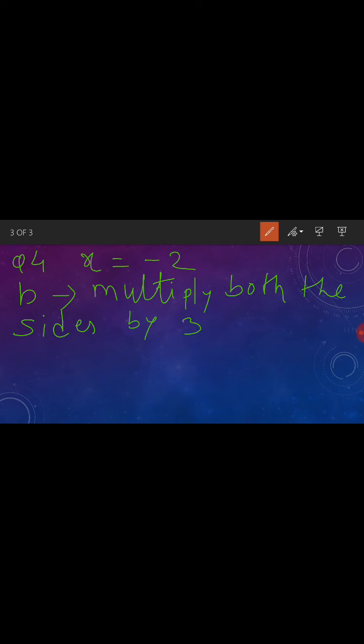So what will I get? 3x equals minus 2 into 3. So let me write this step, minus 2 into 3. So what am I getting? 3x equals minus 6. So this is my first equation. Like this, how many equations do we have to form? 3 equations. Okay. You can write this in your book.